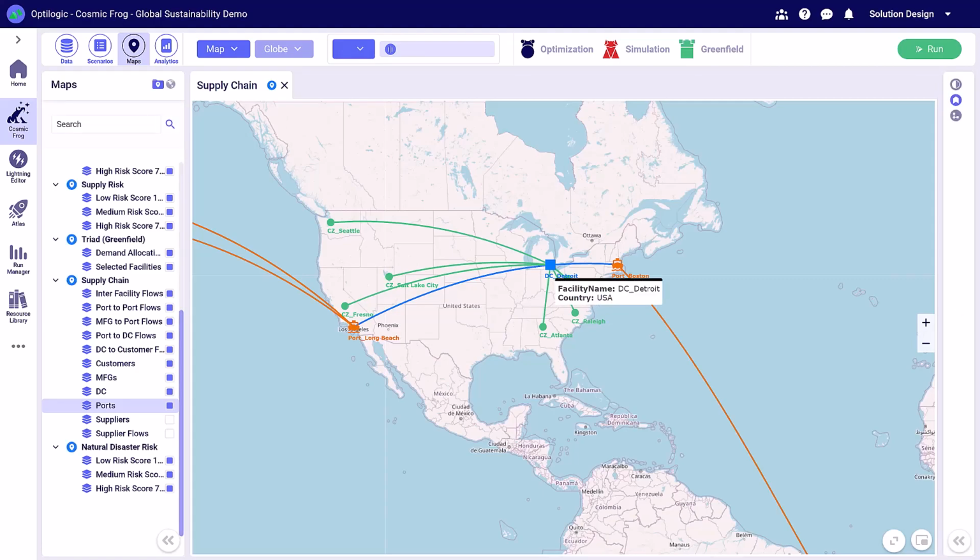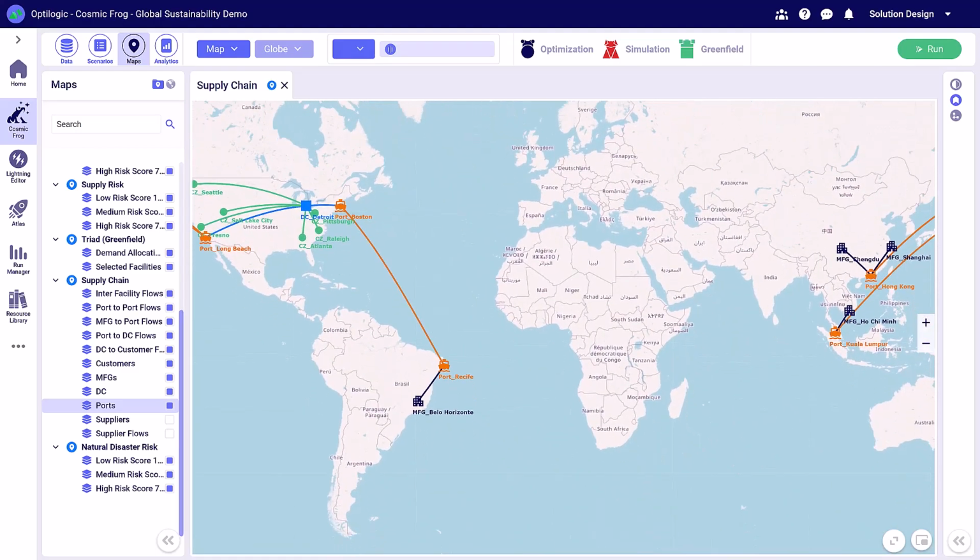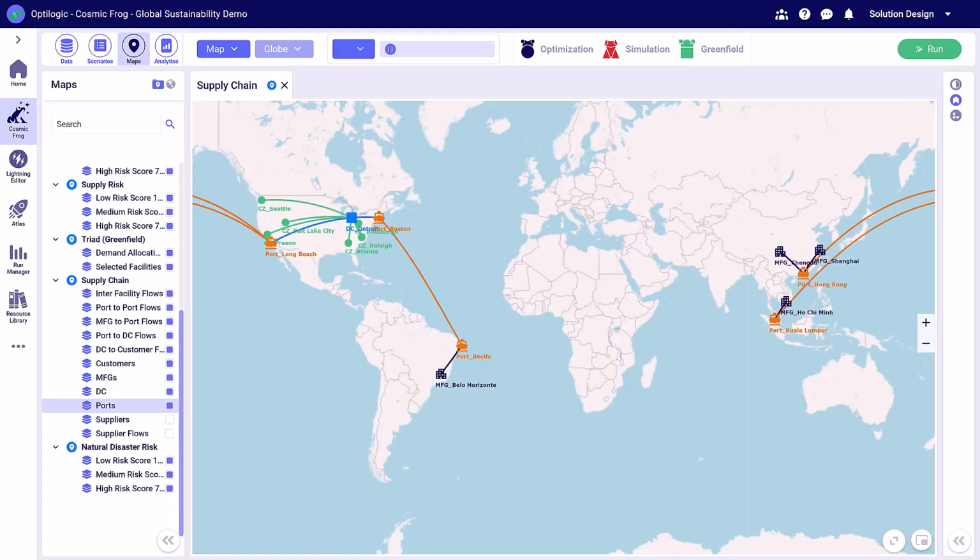In addition to balancing financials, service, and risk, the goal for this analysis is to find the most sustainable supply chain. We will answer questions like, can I reduce my carbon footprint without significantly increasing costs, and look at other sustainability questions.